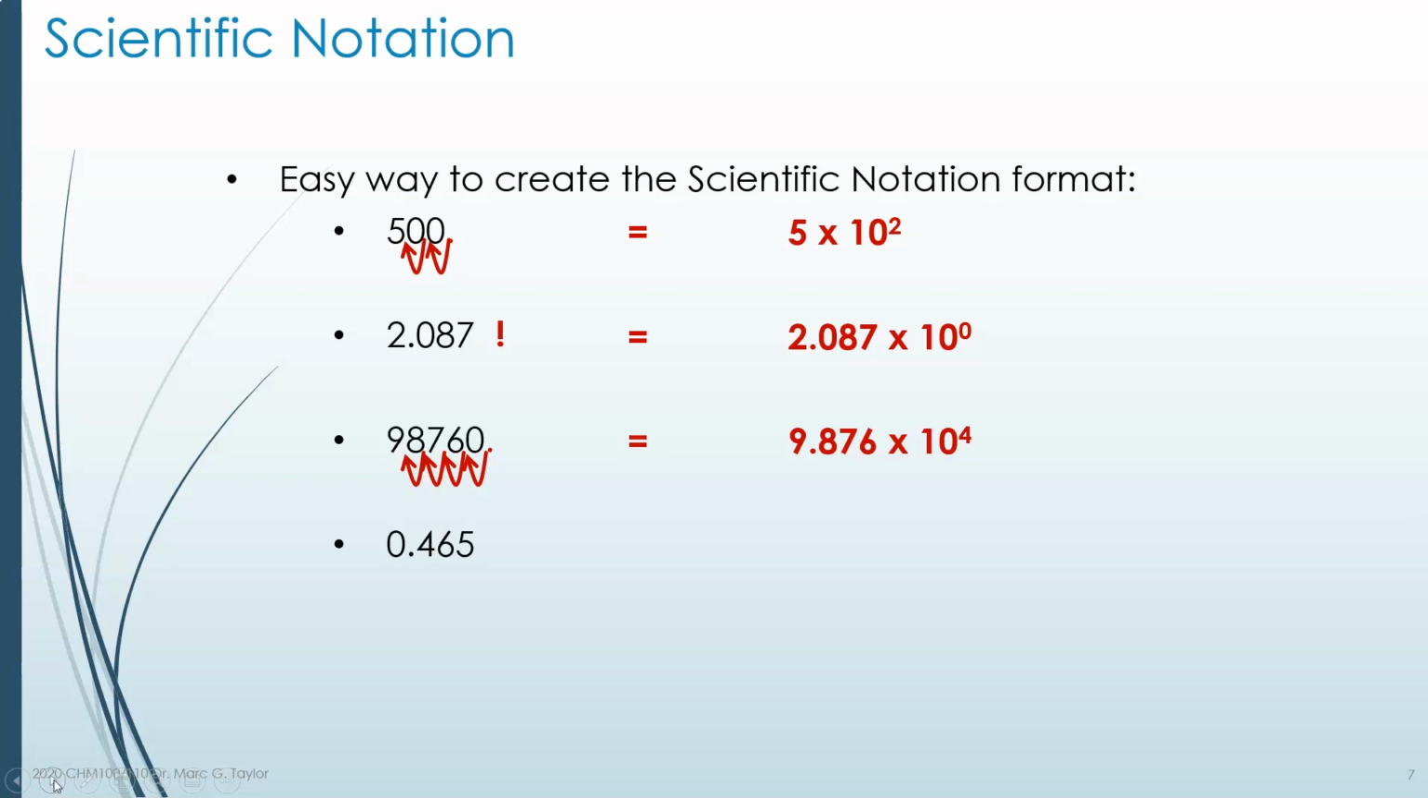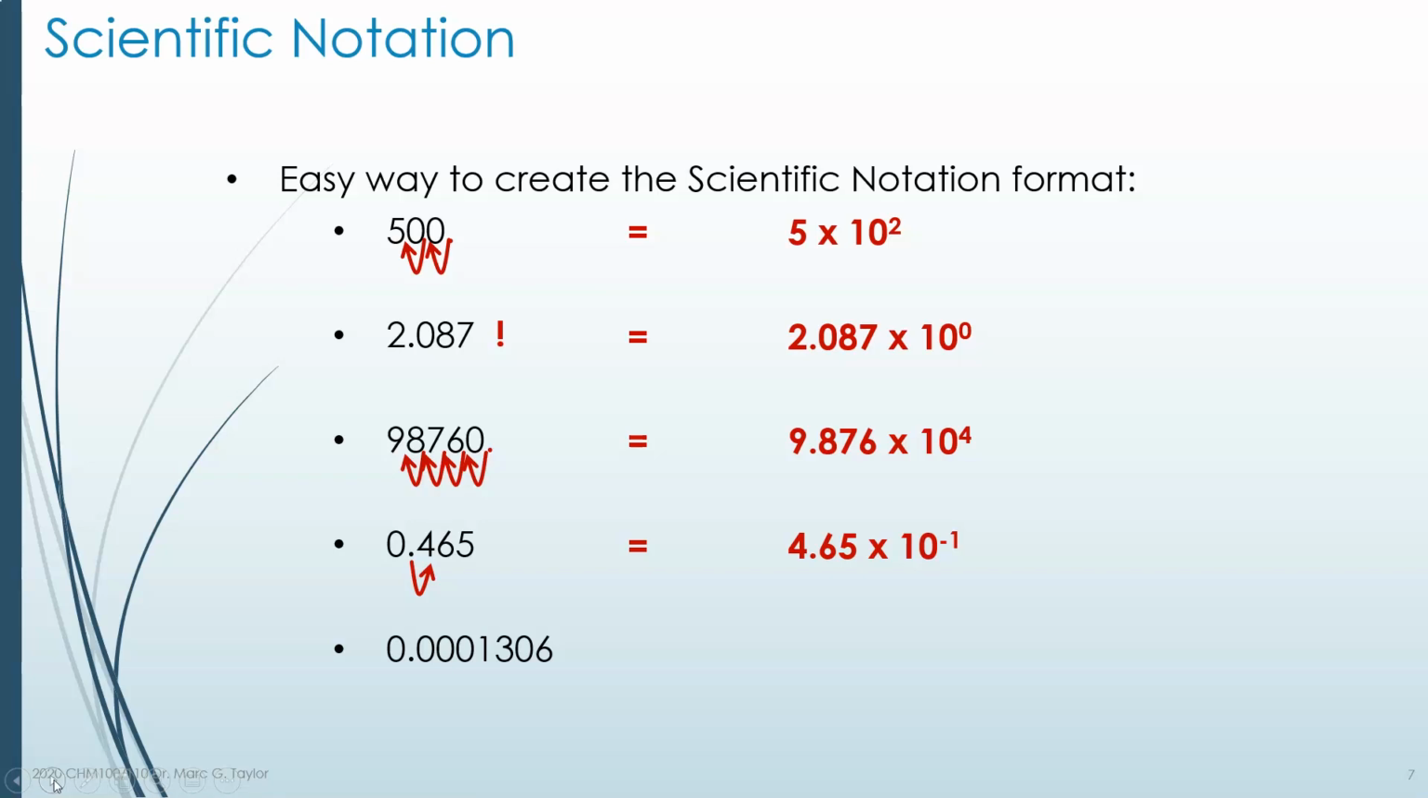Then we have 0.465. Here's a number less than 1, so you already know that whatever power of 10 you have, it will be a negative value. So look where the decimal place is. We now have to move the decimal place to the right. We have to make the number artificially bigger, to 4.65. And we've moved it to the right by 1 power, so therefore we need to compensate the 4.65 by multiplying it by a small number, 10 to the minus 1.